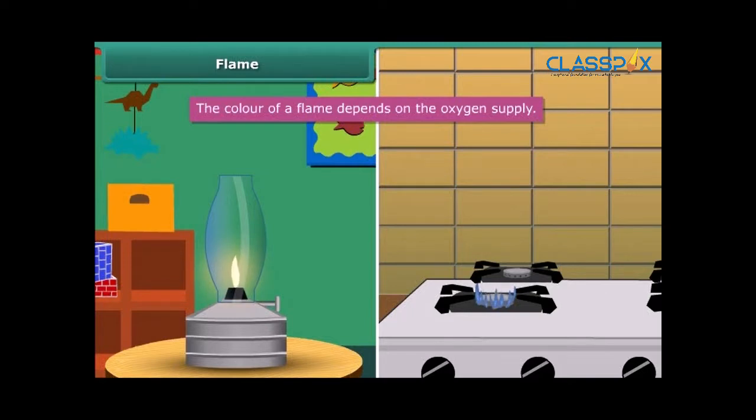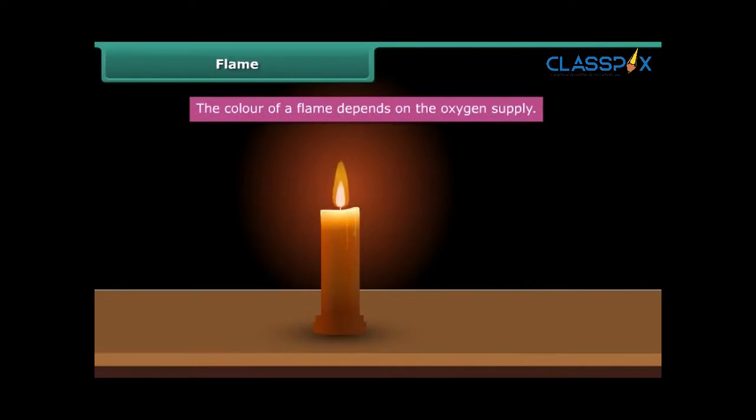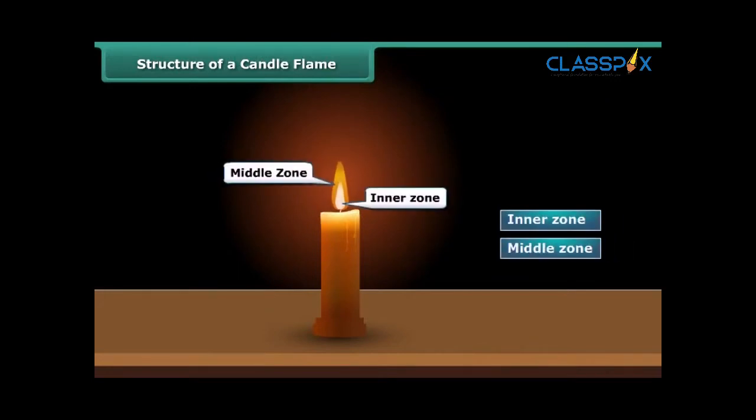Do you know how these flames are obtained? When we burn the candle with a matchstick, the heat of the matchstick melts and vaporizes wax, which rises through the wick and forms a flame. A candle flame can be divided into three regions: inner zone, middle zone, and outer zone.